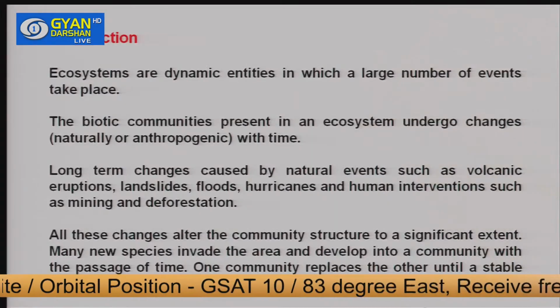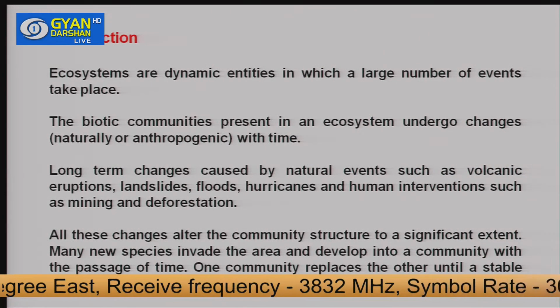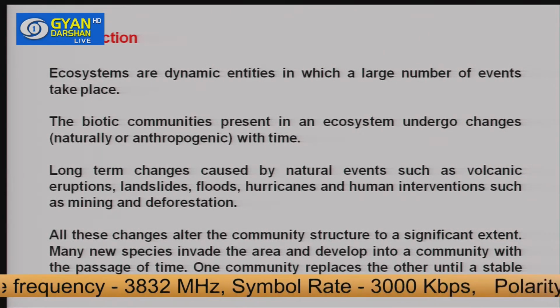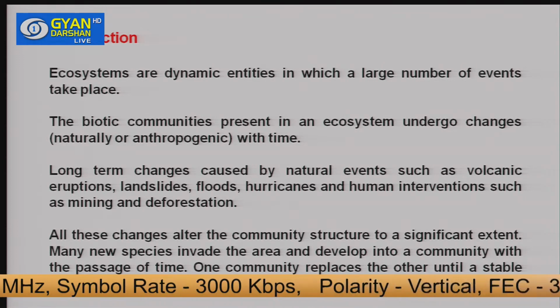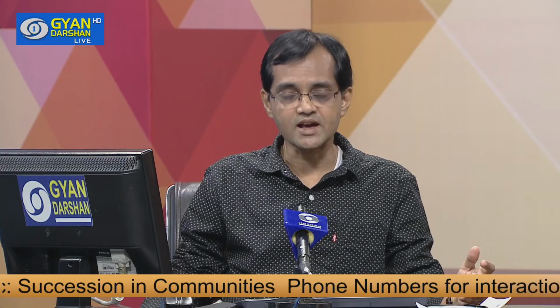So these are some of the factors which lead to changes in community structure or community formation. All these changes alter the community structure to a significant extent, and many new species invade the area. For instance, if there is an open land or a barren land, some species come first because of their more aggressive nature. They settle there, establish themselves, and change the habitat, and then it leads to progressive sequential events by which different other communities come and finally establish themselves.